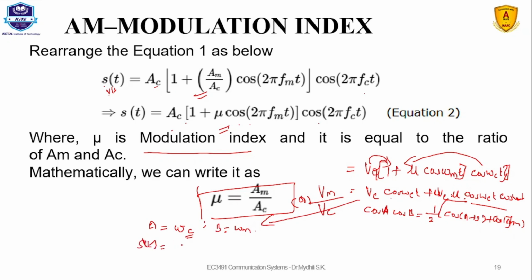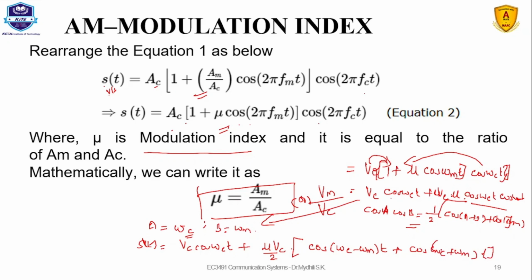Now, merely substituting it in this equation, we will get s of t, or output v of t, is nothing but Vc into cos omega ct plus mu into Vc. Here, by using this formula, it becomes 1 by 2. I am taking this 2 outside. This is cos of omega c minus omega m into t plus cos of omega c plus omega m into t. Are you clear?